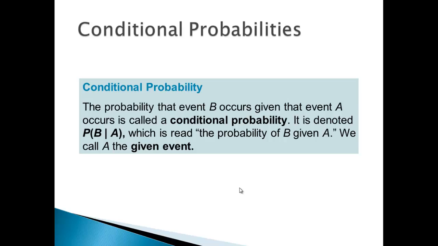A conditional probability is the probability that an event B occurs given that we know that an event A also occurs. It's called a conditional probability, and the symbol for it is the usual probability symbol, then the event B, a vertical bar, and the event A. It is read the probability of B given A. We call A the given event.